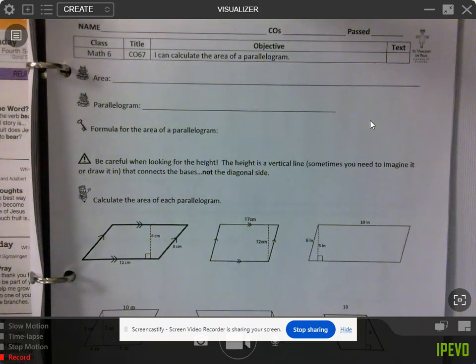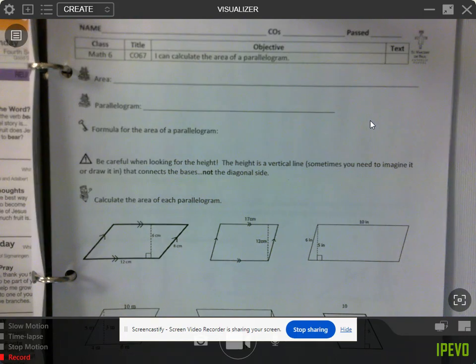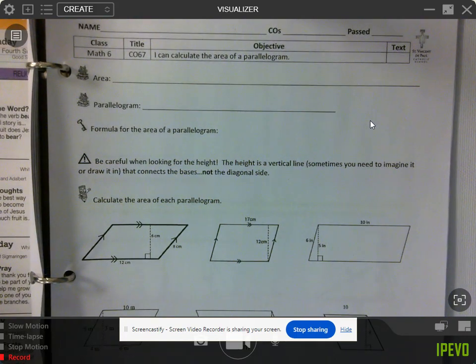Good morning. Today we are continuing with our next unit. Our last objective, we worked on the perimeter and area of rectangles and squares. Today we are doing CO67. I can calculate the area of a parallelogram.